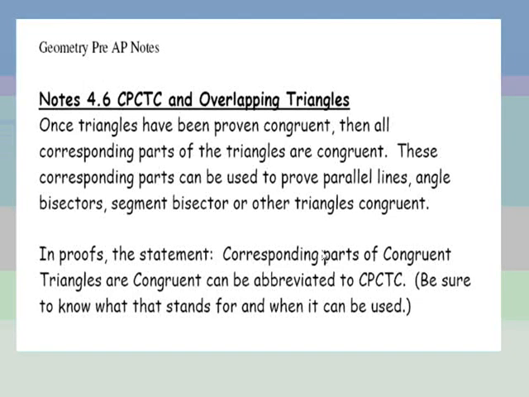And once we've proven triangles congruent, we can make this statement that corresponding parts of congruent triangles are congruent. And we abbreviate this in proofs to CPCTC. It is super handy. We are going to use it a lot. Be sure that you know what CPCTC stands for, because we're going to ask you several times on several different assessments throughout this unit what CPCTC stands for. And also be sure that you know that you can only use it once you've proven two triangles congruent.